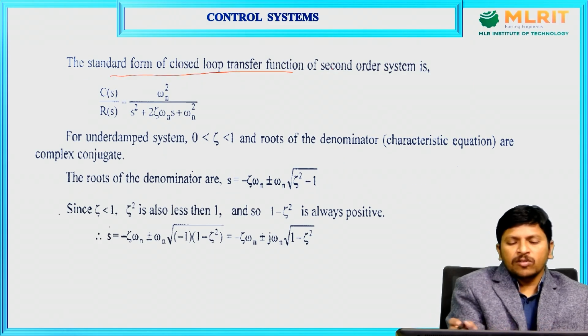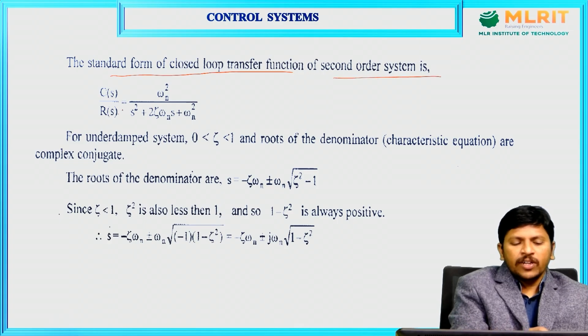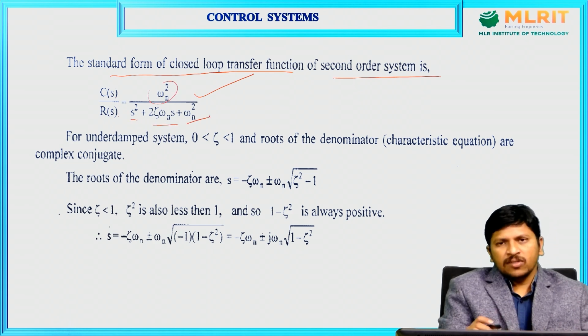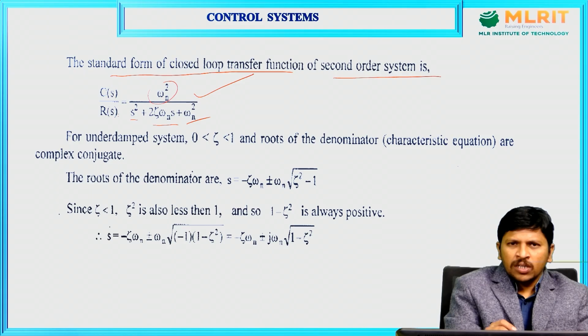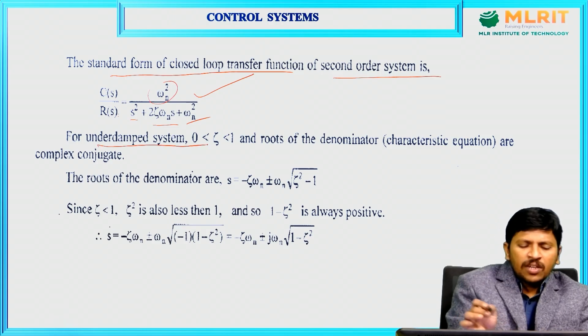The standard form of the closed loop transfer function of a second order system is C of s divided by R of s equals omega n square divided by s square plus 2 zeta omega n s plus omega n square. In this session, we are going to learn about the underdamped system. This is very important for you.